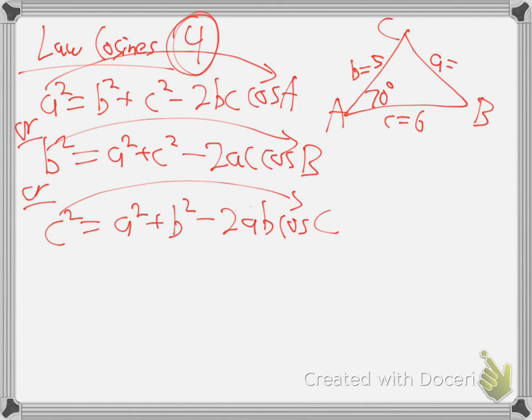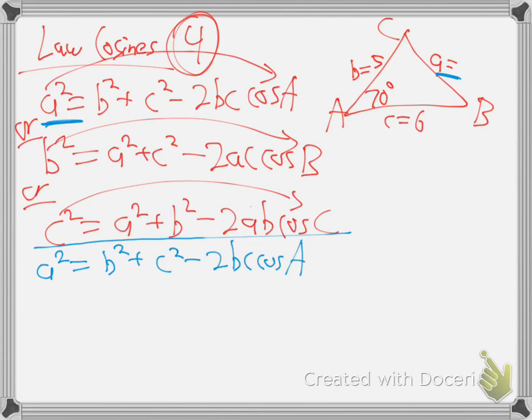So which version am I going to use when I do law of cosines? This first one with a squared, because a is what I'm trying to find, huh? So I'm going to use that one. So a squared is b squared plus c squared minus 2bc cosine A. So a squared, I don't know what a squared is. B squared plus c squared. So 5 squared plus 6 squared.